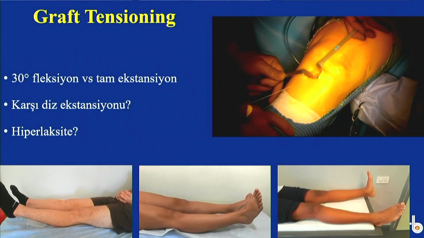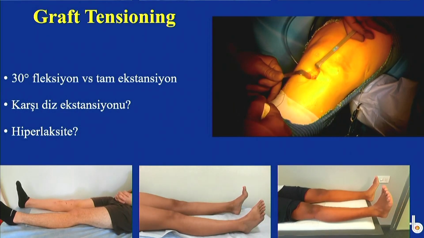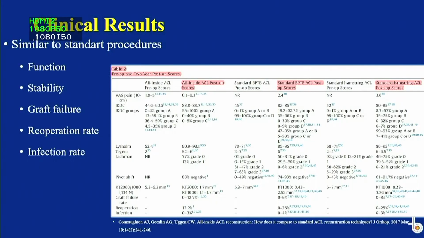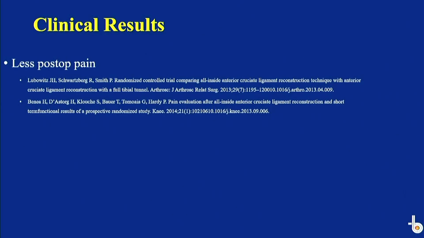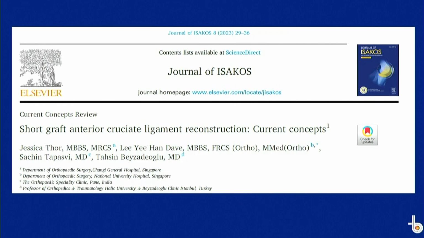So these are several examples from patients. Both knees are in hyperextension even after ACL. Regarding implant type, it's not like a staple or screw fixation, so we expect a low profile implant, small incision, cosmetic benefit and no irritation. Despite these advantages, if you look at the literature, in the long term there are similar clinical results with the standard procedures. But less postoperative pain has been reported. You can check the details in the ISECOS journal. We have published that. We don't call it all inside there, we call it short graft.